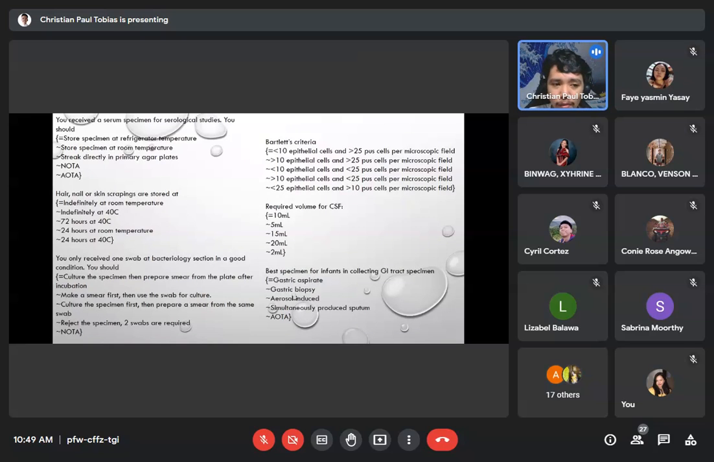Pag tinatamad ka, pwede mong hindi mo muna gawin, pero dapat gawin mo na para hindi ka matambakan. So, indefinitely, ibig sabihin, as time permits. Basta hindi pa nawawala, pwede pa yan. And stored at room temperature.